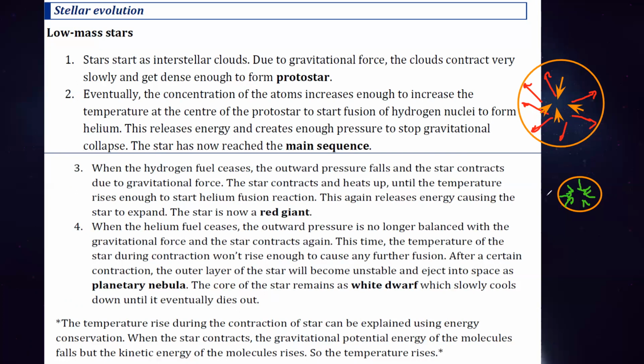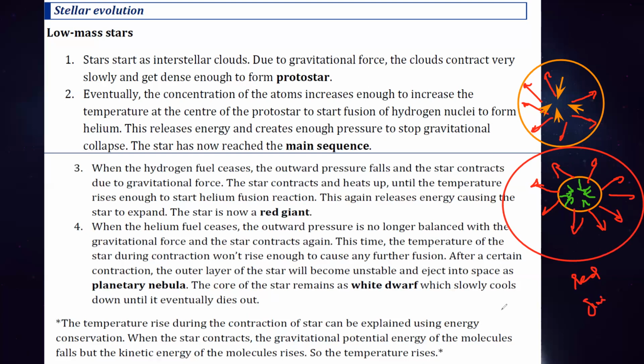So when it starts fusion, helium fusion releases more energy. As a result, the size of the star will increase, because with helium fusion releasing more energy, the radiation pressure is more than the gravitational force. That's why the size of the star increases and it turns out to be a red giant.